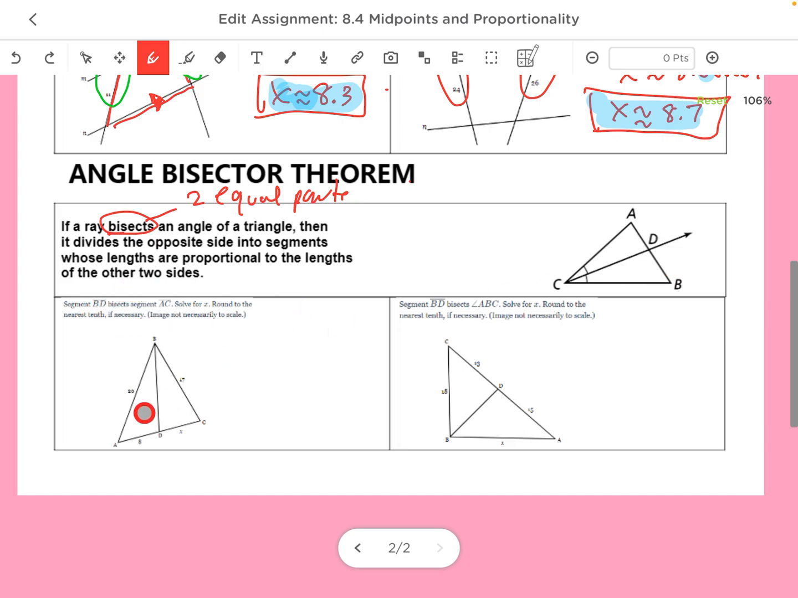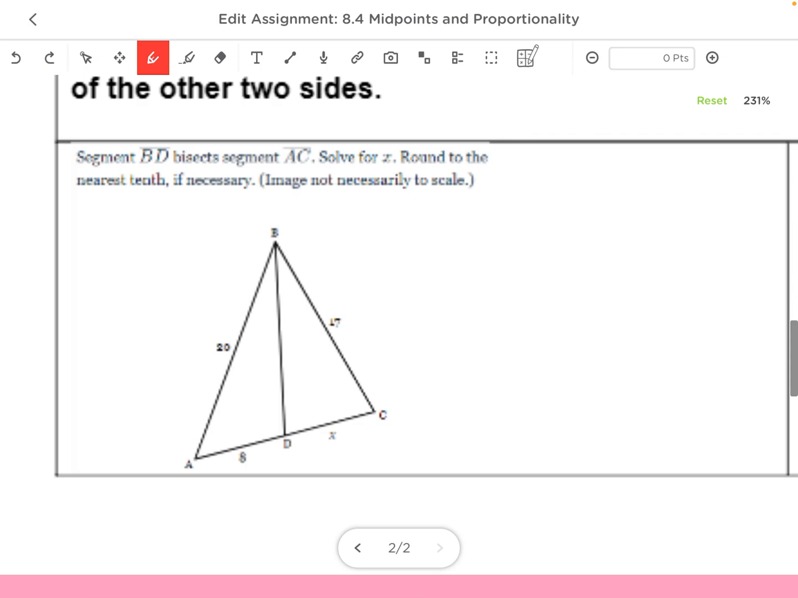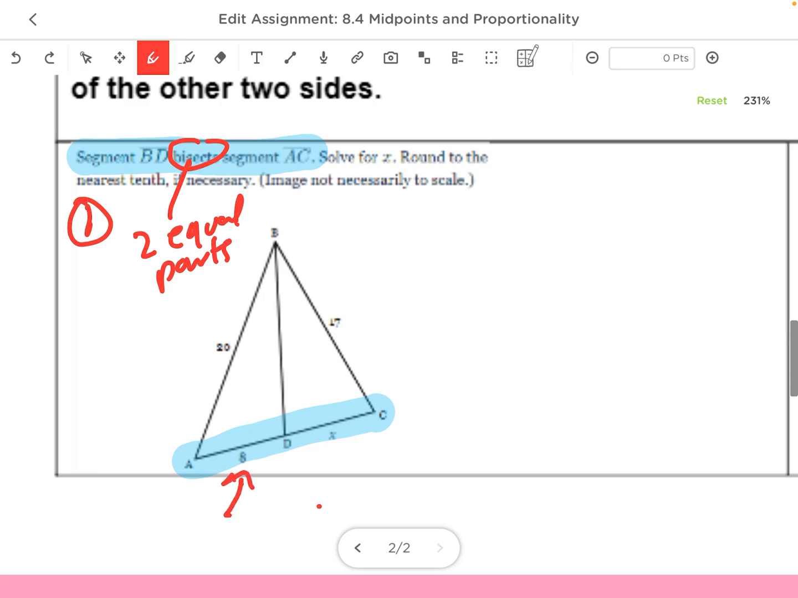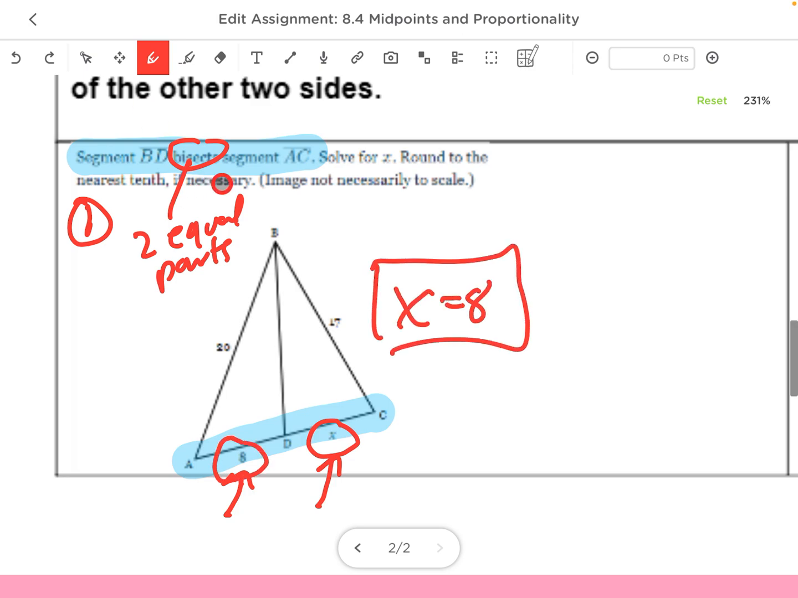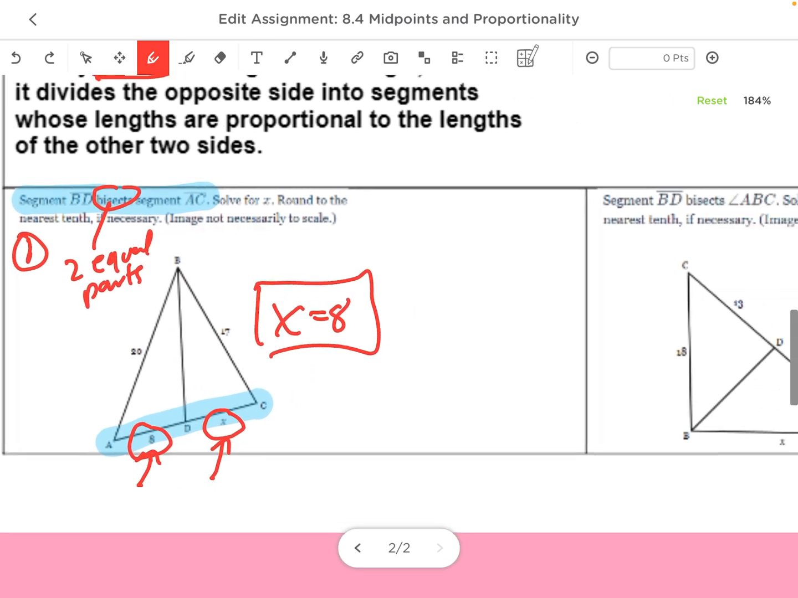Okay? So let's take a look at this diagram over here. And we've got two different varieties on this one too. So this is the first one. This says segment BD bisects AC. So BD bisects AC, right? So if it bisects it, it makes two equal parts, right? That means this one is equal to that. So if they're asking how much X is equal to 8. All right, so if we understand what's happening here, it bisects this segment. Okay, so that's that first one.